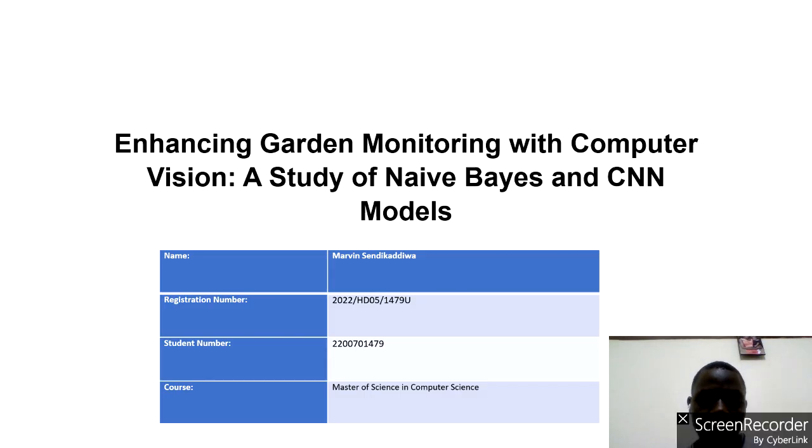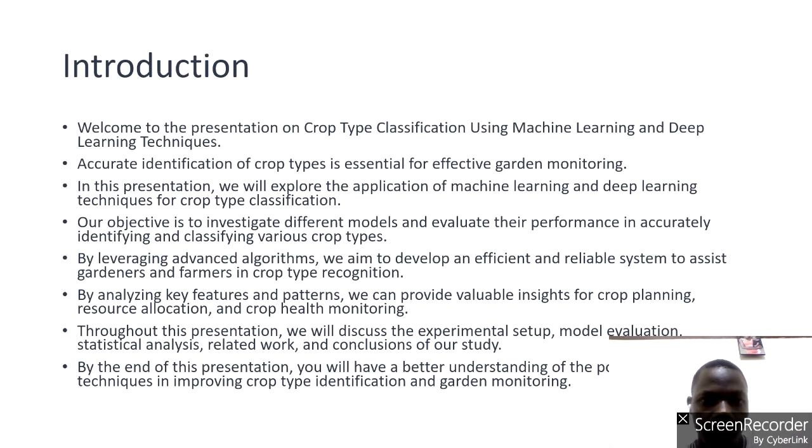Vincent Kadiwa. So today I'm going to be taking you through my project for computer vision. It's about enhancing a garden monitoring tool. In this study, we'll be using two models: one machine learning model that uses naive Bayes, and a deep learning model that uses CNN layers. Now on to the introduction.